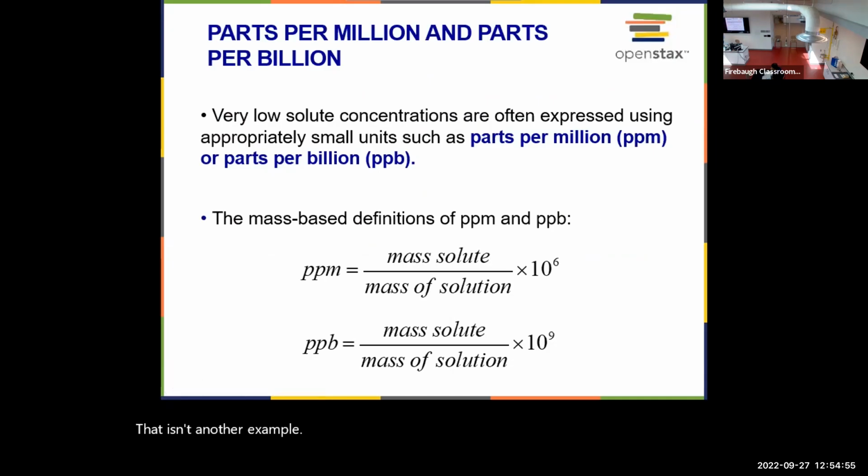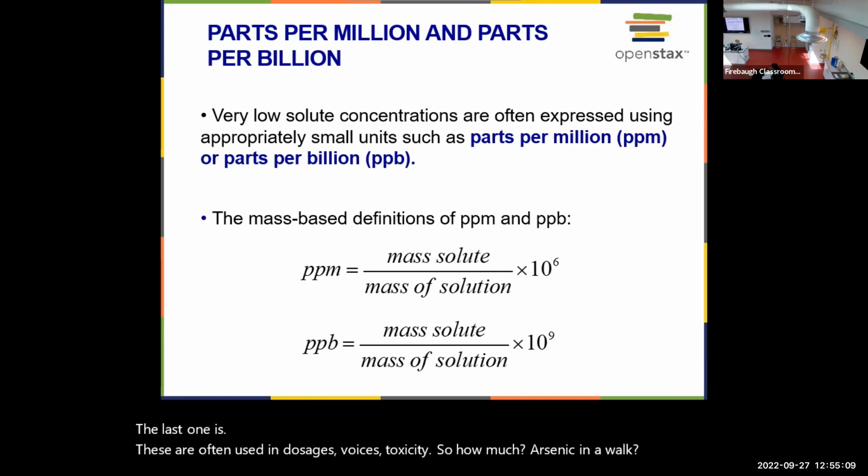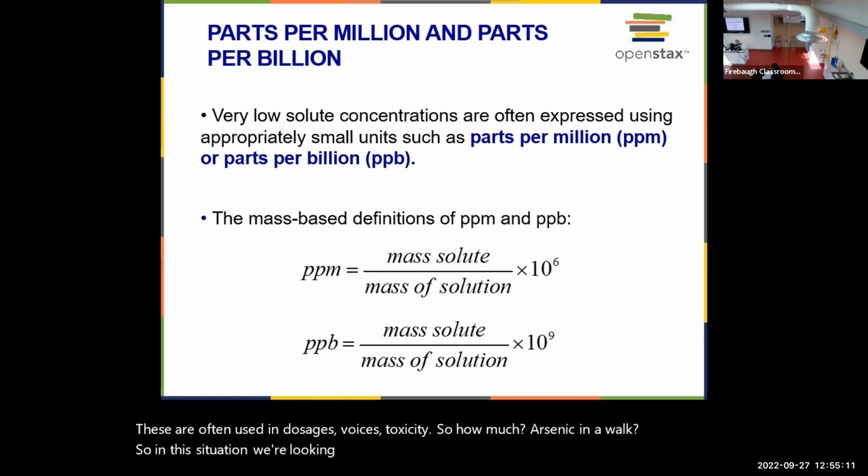The last one is parts per million and parts per billion. Now these are often used with poisons. So for instance, how much arsenic do you want? In this situation, we're looking at very small quantities, and then we're putting them in a very large solution.